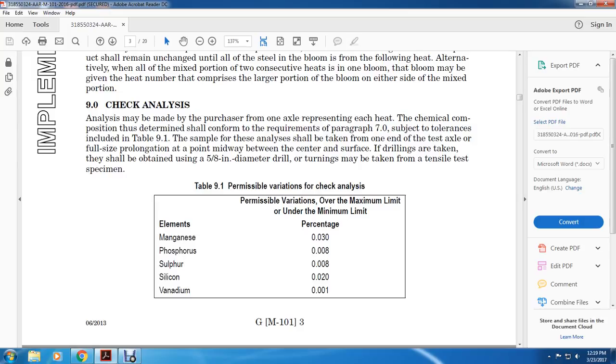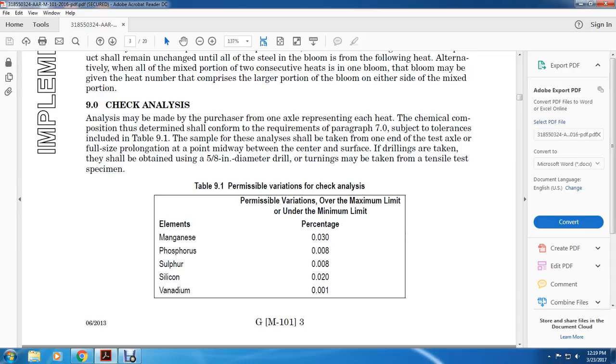Analysis made by the purchaser of one axle representing each heat of the chemical composition determined shall conform with the requirements of paragraph 7.0, subject to the tolerance, including Table 9.1. The sample for the analysis shall be taken from one end of the axle, and full-size prolongation at the point midway between the center and surface. The drilling should be obtained with a 5/8 inch drill diameter. Turnings may be taken from a tensile test specimen.